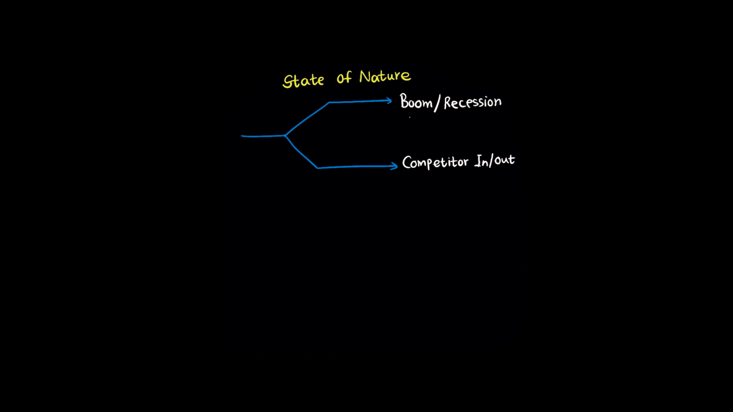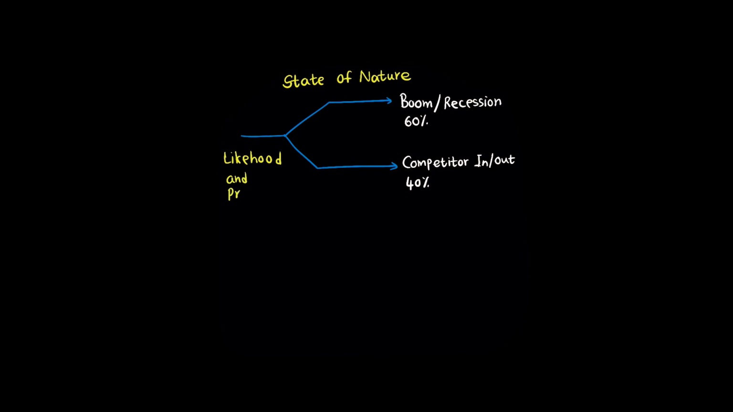Understanding states of nature is crucial for decision analysis. States of nature are the possible future scenarios that might unfold: economic boom or recession, competitor enters or stays out. You can't control these, but your decisions must account for them. The key question: what's the likelihood of each scenario?